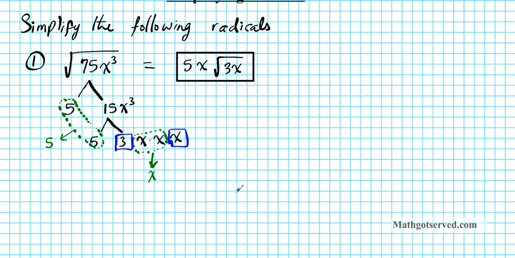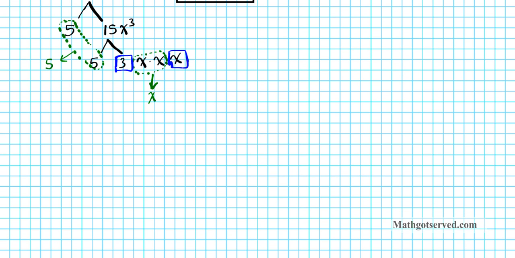So there you have it. Okay, let's take a look at question number 2. Question 2, we have to simplify the radical, root 72.